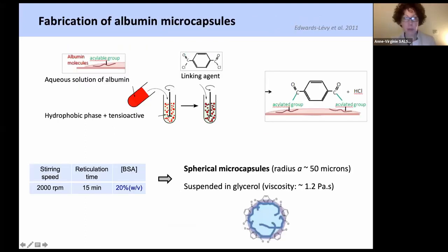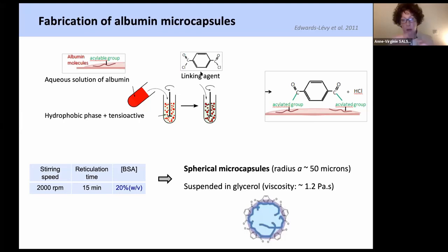So how do we fabricate the capsules? We typically fabricate capsules using proteins, following a technique from Florence Edwards-Lévy in Reims, where they do the cross-linking of the proteins, creating bonds between the acetylated groups of the membrane of the protein and the linking agent. So that way we end up having something with real bonds. So it's a full reticulation, and that will provide elastic properties with a shape memory.